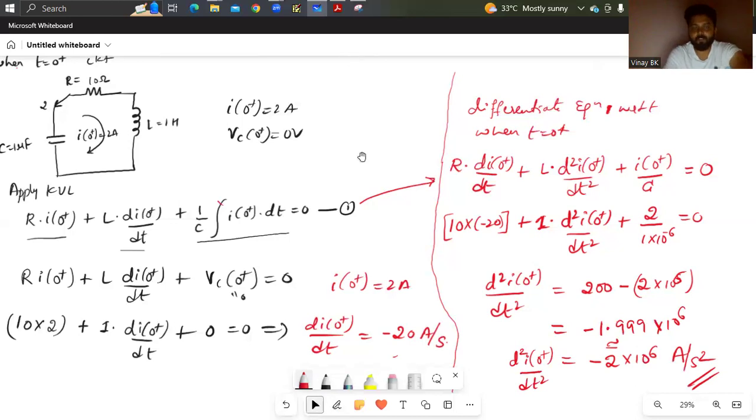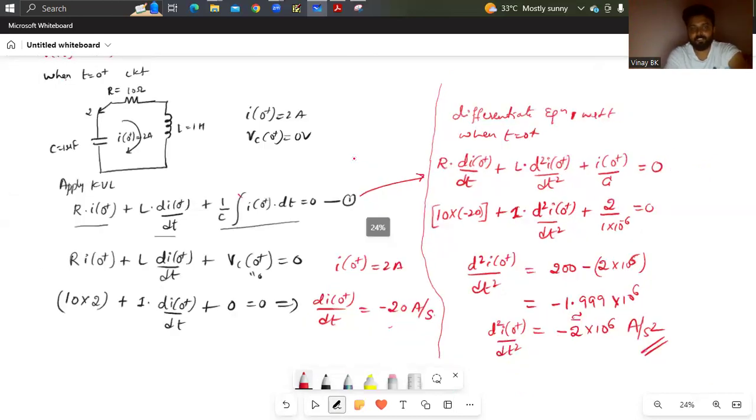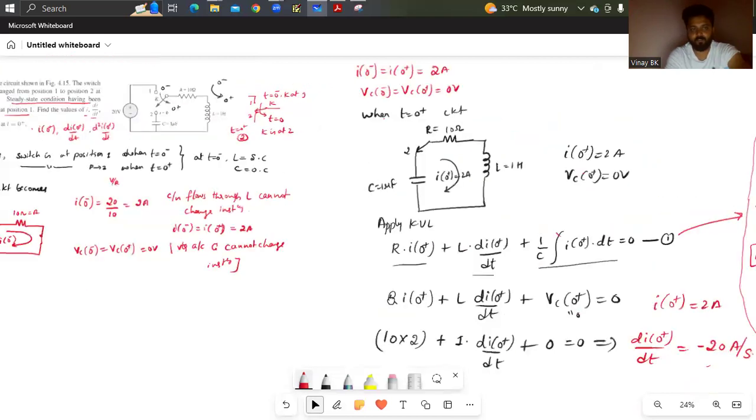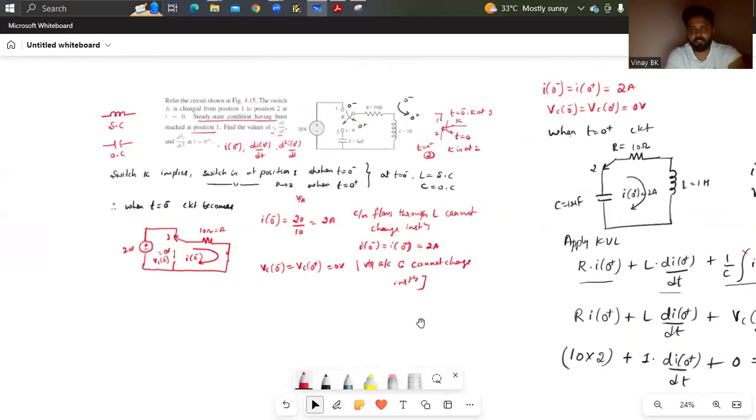So first you need to find the values before closing the switch, then you need to find them after closing the switch. If you want, you can take a screenshot. Before closing the switch, at t equals 0 minus, the switch position is 1; at t equals 0 plus, the switch position is 2.